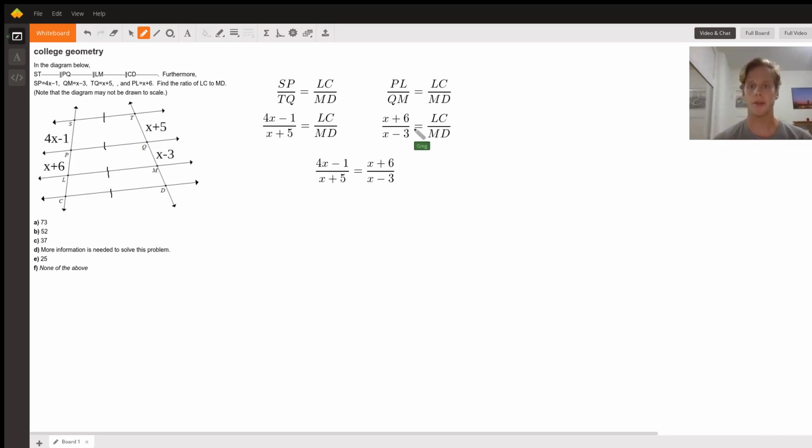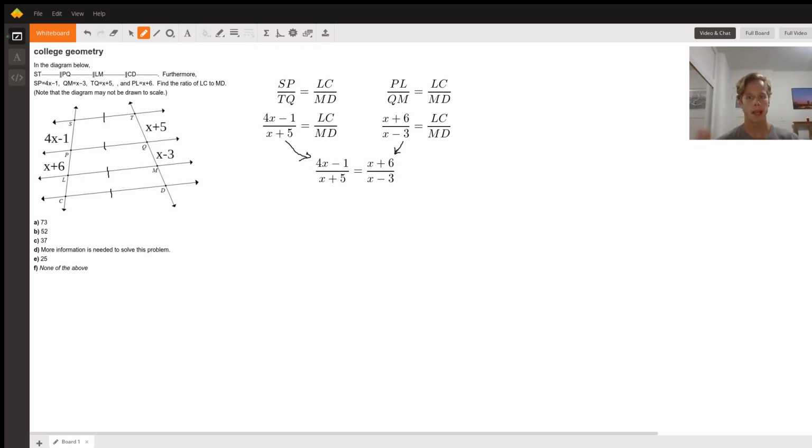Now what I can do is, since I have LC over MD equal to both, I'll just do a substitution. So I'll set these two equal to one another because they're both equal to LC over MD. So this one comes down here, and I get 4x minus 1 over x plus 5 is equal to x plus 6 over x minus 3.